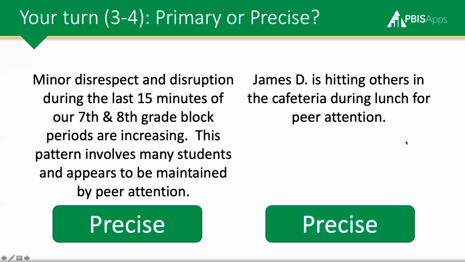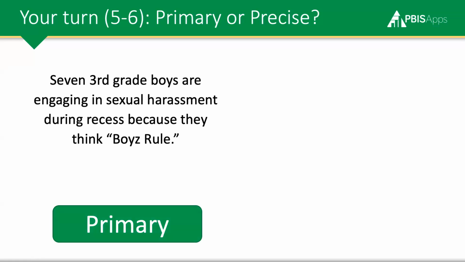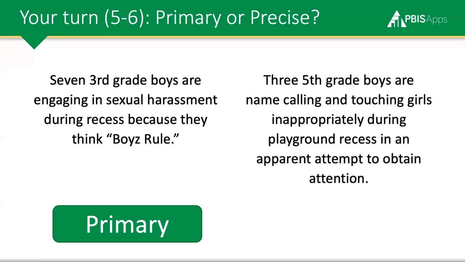So James D, he's hitting others in the cafeteria during lunch for peer attention. Precise statement. We know it answers all the who, what, when, where, and the why of his problem behavior. Here's another one. Whoopsie, I gave you the answer too fast. We have 3rd grade boys engaging in sexual harassment during recess because they think that boys rule. All right, it's primary because we've only answered the what. We only know what they're doing.